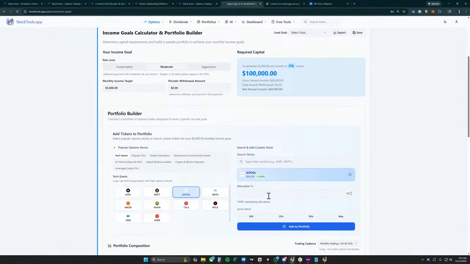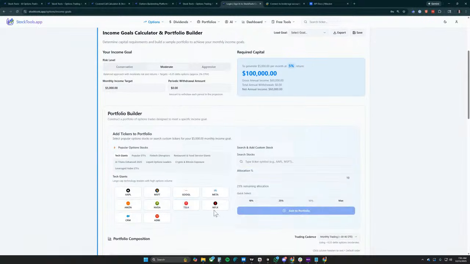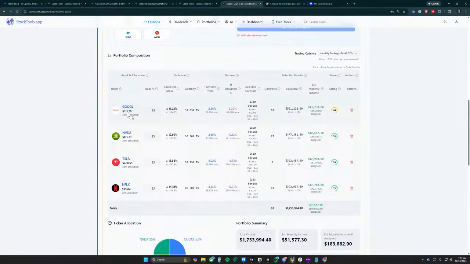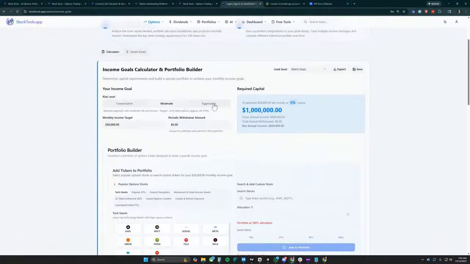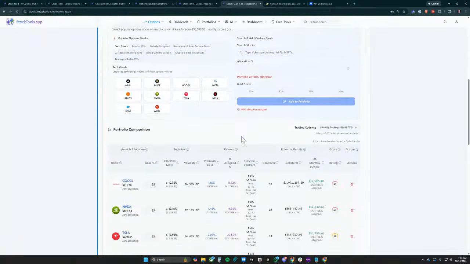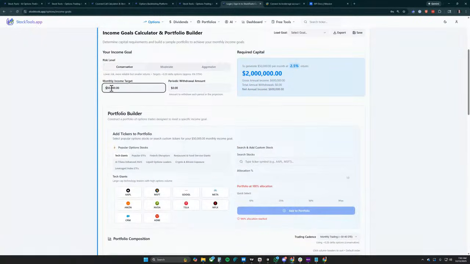Really quickly, this one is a similar income tool where I say I want to make $50,000 a year. Okay, it's going through Google, figuring out what the target is. Based on conservative, moderate, or aggressive, it's going to target 35 delta. If I go to conservative, it's going to target 20 delta options. I did monthly income target, my bad. We'll do $5,000 a month with a $1,000 withdrawal.